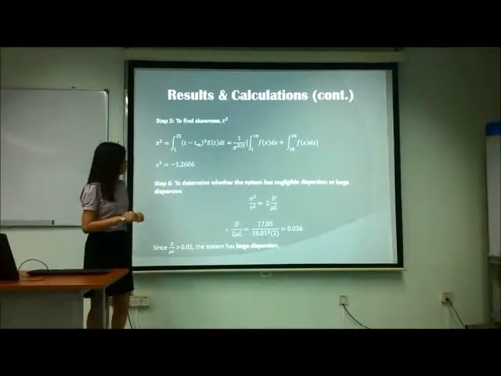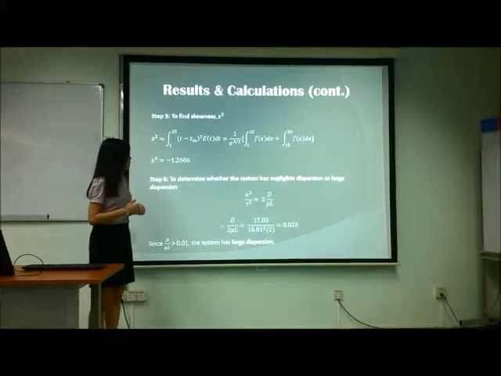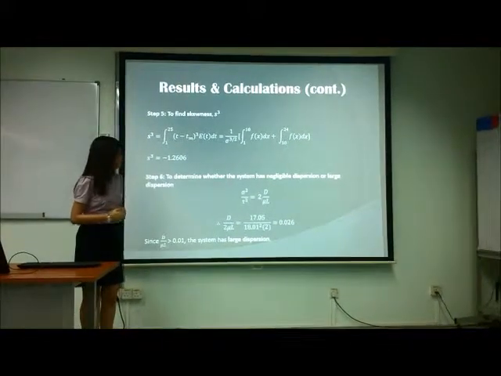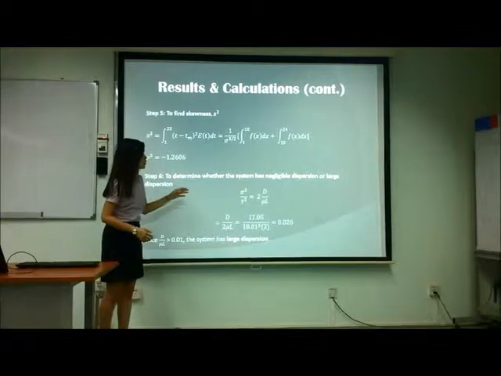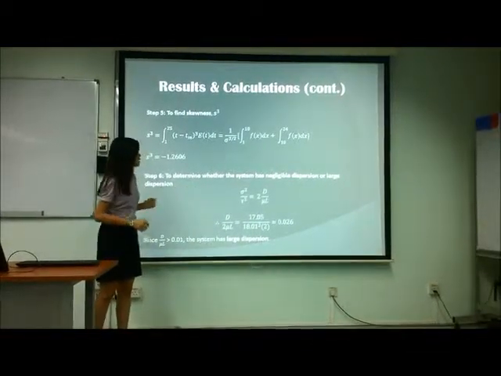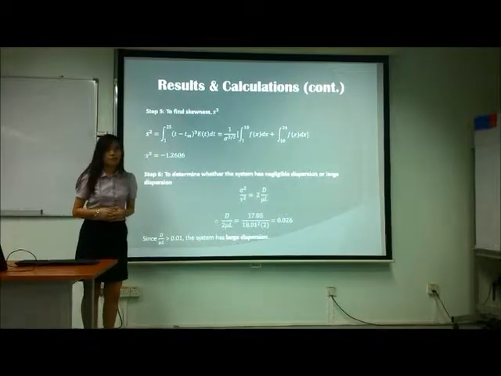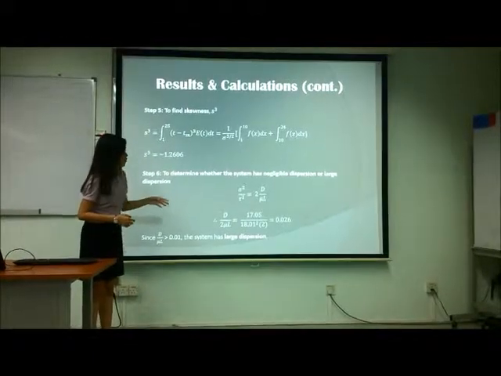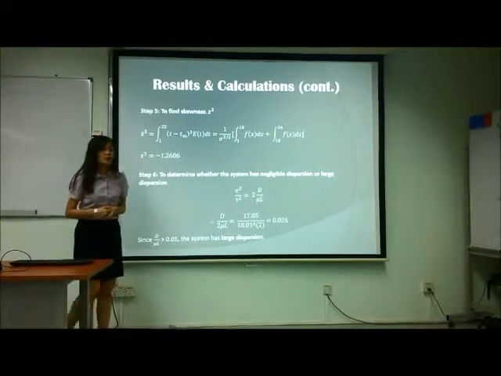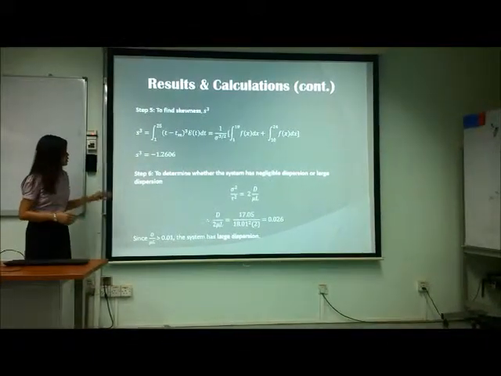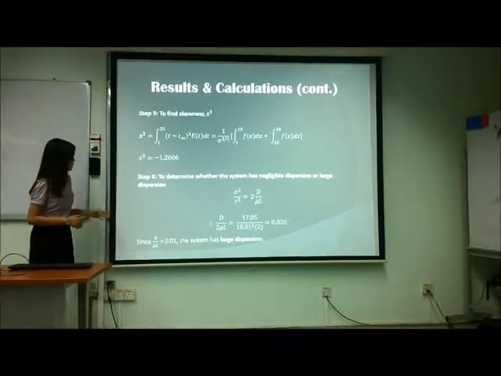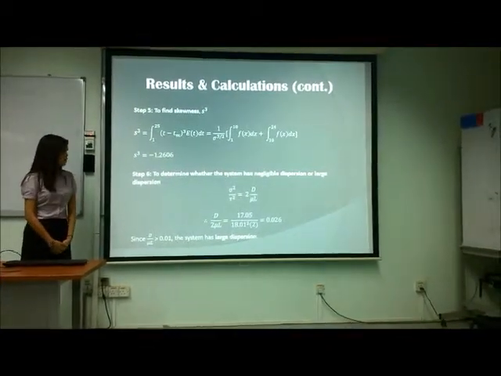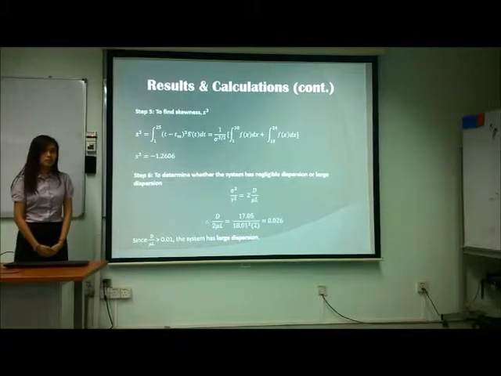Last but not least, we'll determine whether the system has negligible dispersion or large dispersion. So now, we'll calculate the dispersion value by taking variance over tau squared. And what we got for this experiment is actually 0.026. And then we can conclude that since the dispersion is larger than 0.01, the system has a large dispersion.